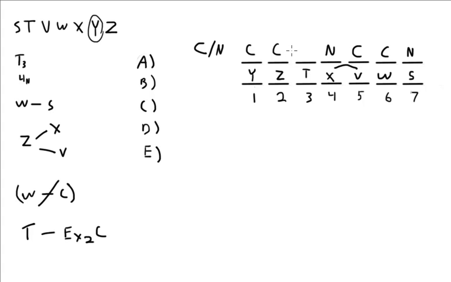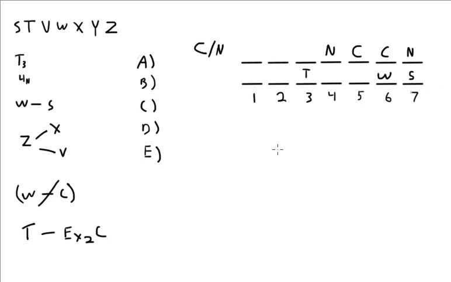C says that V does not confess. Well, that's possible. V could be in position 4. So that could be true. D says that X does confess. Well, once again, that's possible. If X is in position 5, which it could be, then X could be a confessor. And E says that Y does not confess. Well, that cannot be true, because Y must confess, and therefore E must be our answer here.